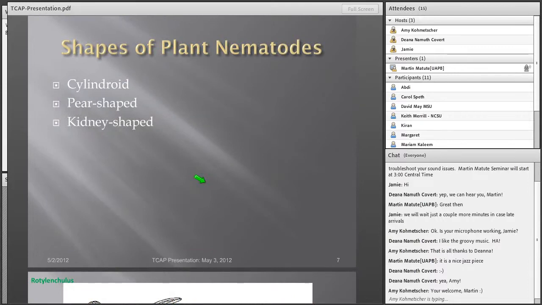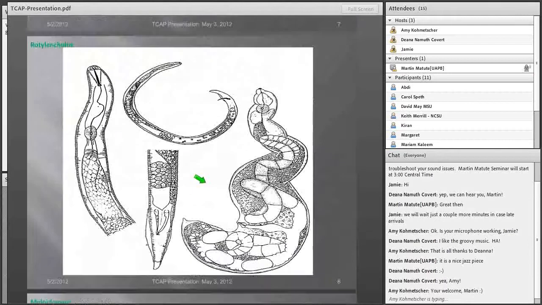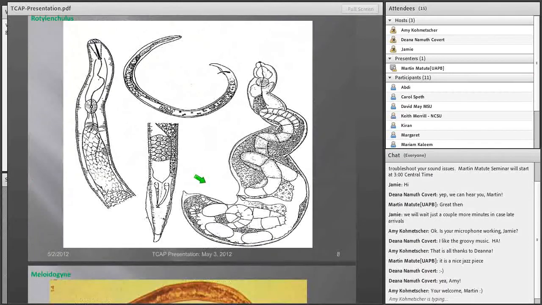Shapes of plant nematodes. There are generally three shapes of plant nematodes. You have the cylindroid or cylindrical, the pear shape, and then the kidney shape. Now, this is an example of, okay, I hope I did not skip the first one. Okay, so this is an example of a kidney shape or bean shaped nematode. You can see the name here, Rotylenchulus.